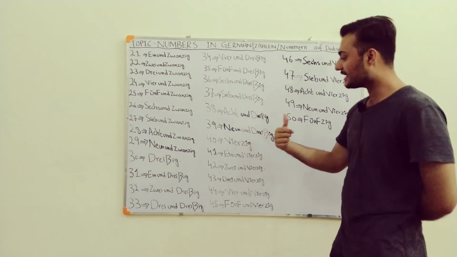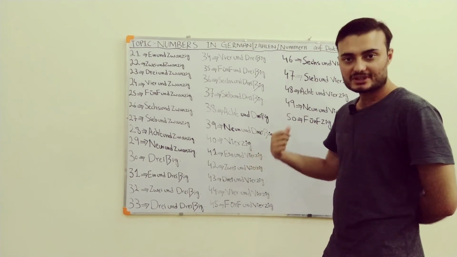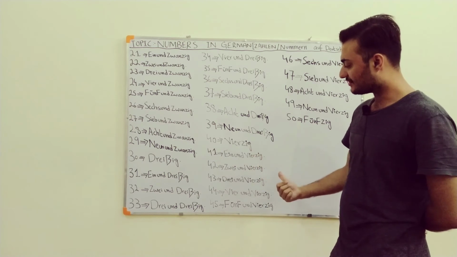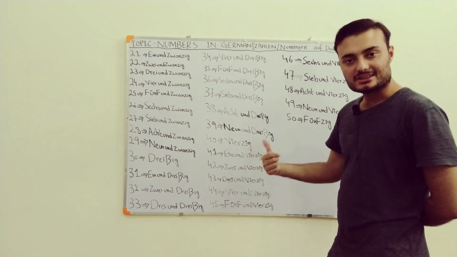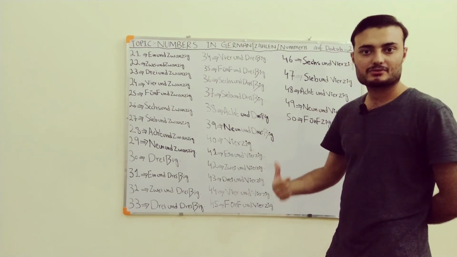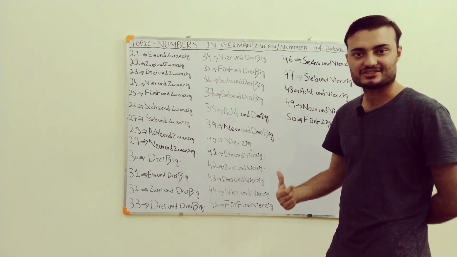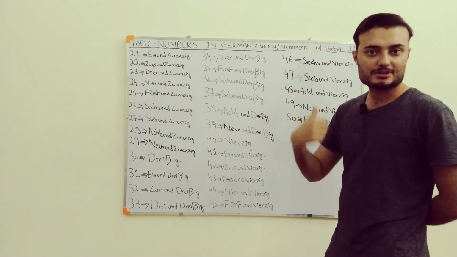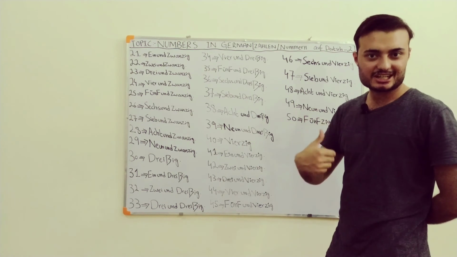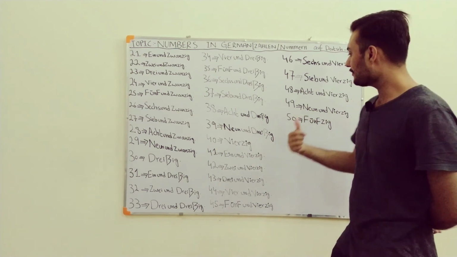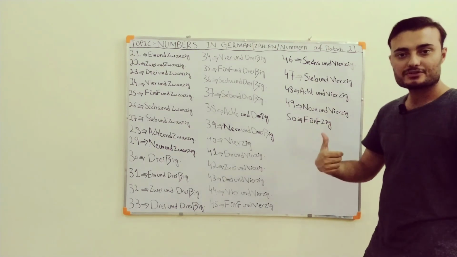So 41 will be einundvierzig. 42 will be zweiundvierzig. 43 will be dreiundvierzig. 44, vierundvierzig. 45, fünfundvierzig. 46, sechsundvierzig. 47, siebenundvierzig. 48, achtundvierzig. 49, neunundvierzig. And 50 is fünfzig.